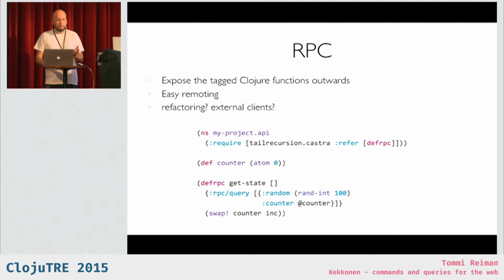But what about the external clients? You have just some contract between yourself. So if you want to have a public API like Swagger docs, the current libraries are not doing that. And refactoring: if you have Clojure namespaces and you are exposing them outwards, if you change the namespace name, what happens?